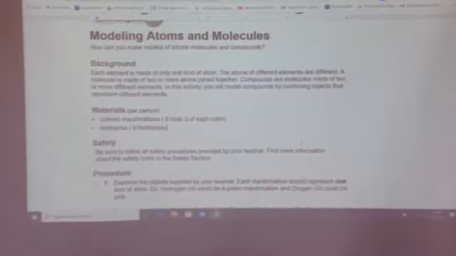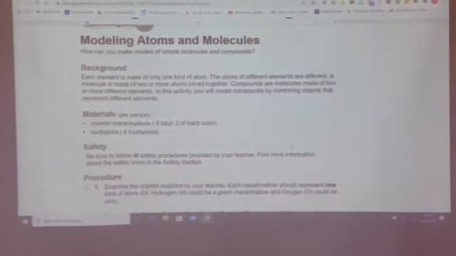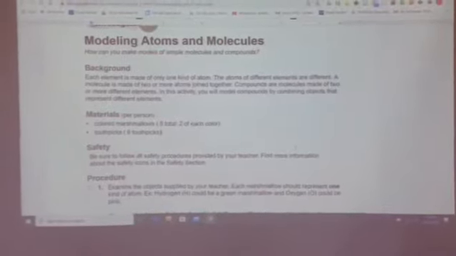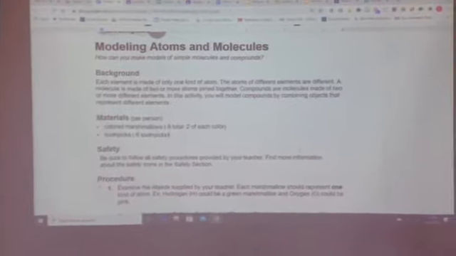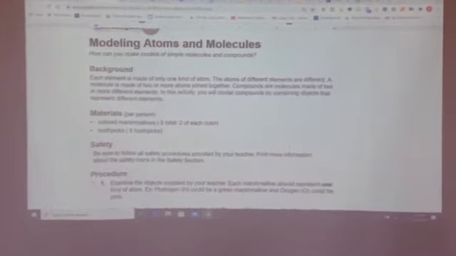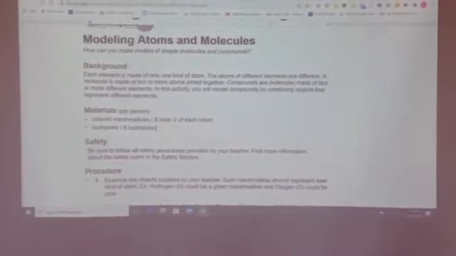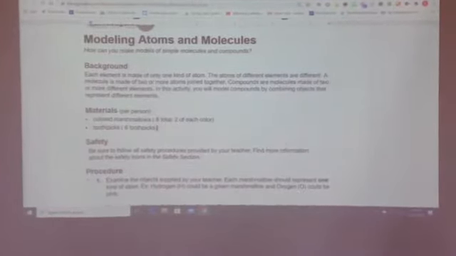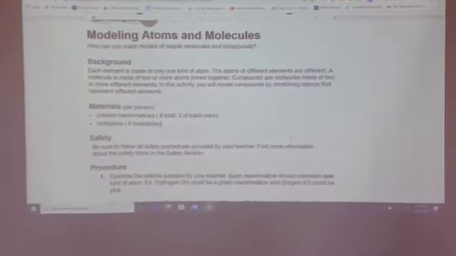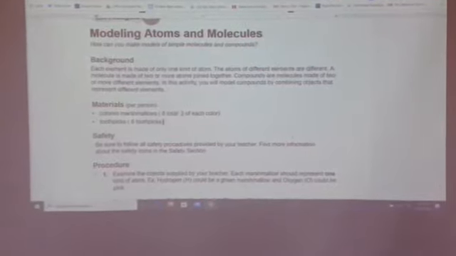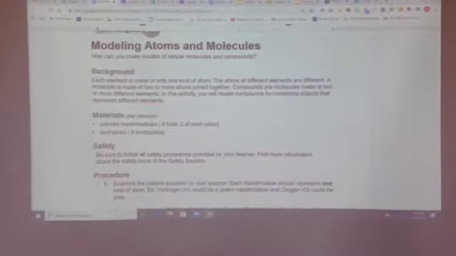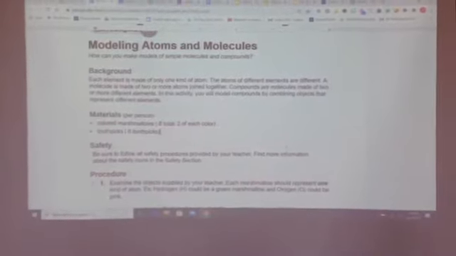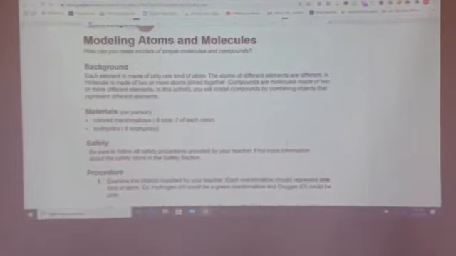The background. Each element is made up of only one kind of atom. The atoms of different elements are different. A molecule is made up of two or more atoms that are joined together. Compounds are molecules made of two or more different elements. In this activity, you will model compounds by combining objects that represent different elements.